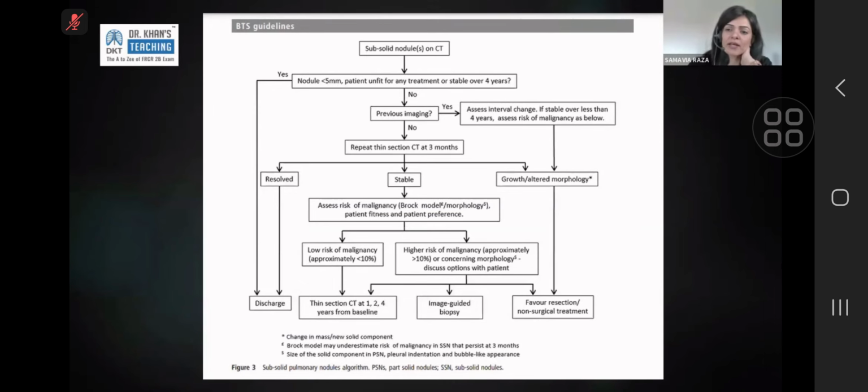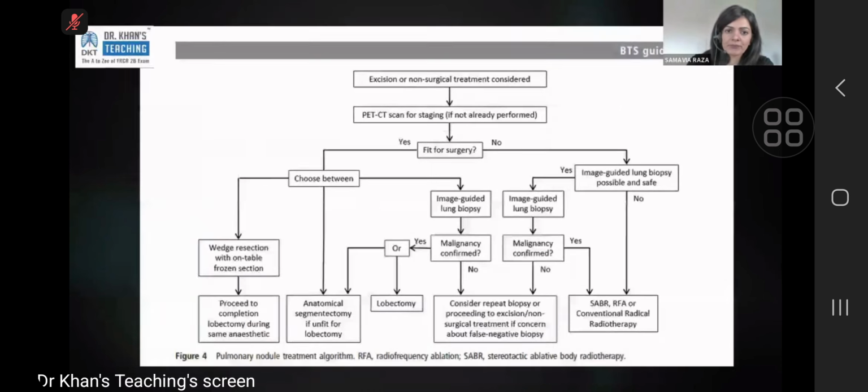The other difference is we don't do is it more than 5? Is it between 5 and 6? Is it between 6 and 8? It's only one. Either it's less than 5 or it's more than 5. That's it. For ground glass lesions, you don't need to worry about anything else. Less than 5, forget about it. More than 5, you need to do the same 3 months, Brock score, high risk of malignancy and all that.